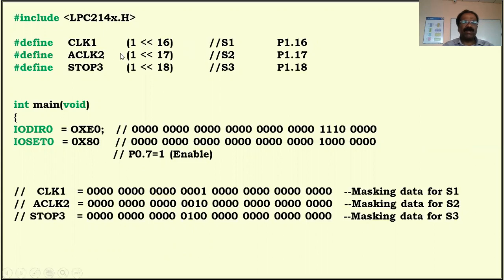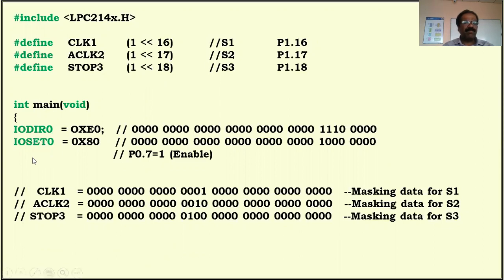If you go for this particular statement, bit number 17 is 1. The rest of the bits are low. In the same way, bit number 18 is high and the rest of the bits are low. Actually, this is masking data. We can call it masking data. It's very, very important to check the status of the switch, whether the switch is closed or open.